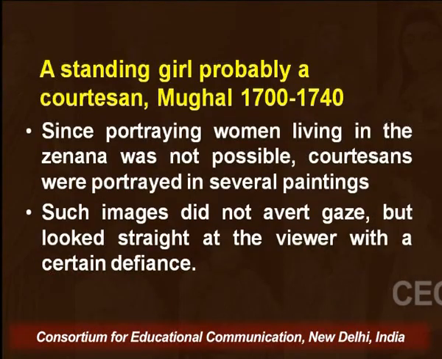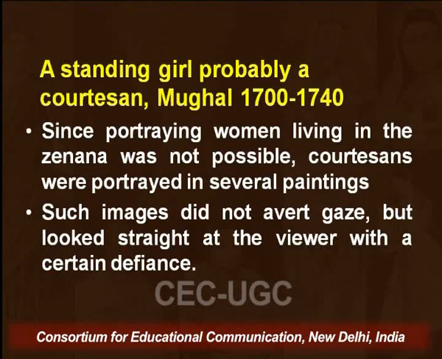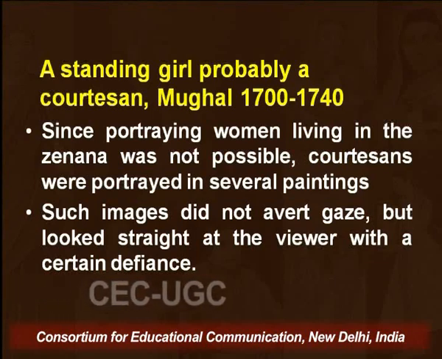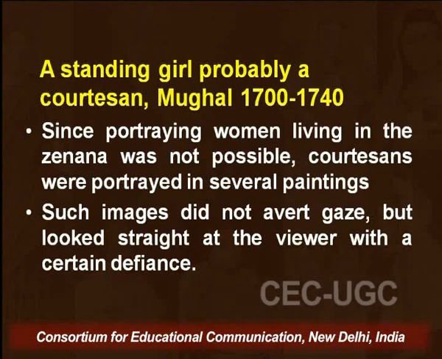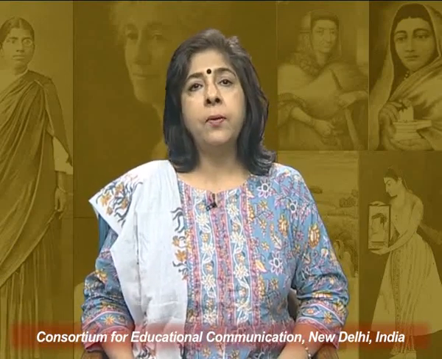Then another very popular theme was that of a standing girl, probably a courtesan. Since portraying a woman living in the zenana was not possible, a large number of courtesans were portrayed in several Mughal paintings. Such images did not avert their gaze, but looked straight at the viewer with a certain defiance, which was quite peculiar, and which decided that this was a lady who belonged to the public sphere and probably not to the private sphere.